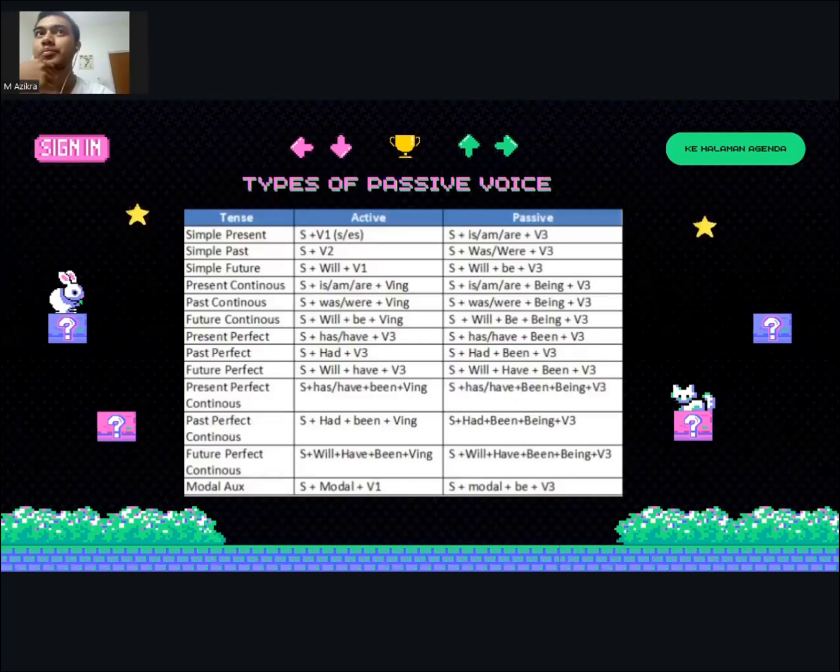Like you see in here, there are so many types of passive voice that maybe we have learned in the past, in class 11, like the simple present, simple past, future, and more.